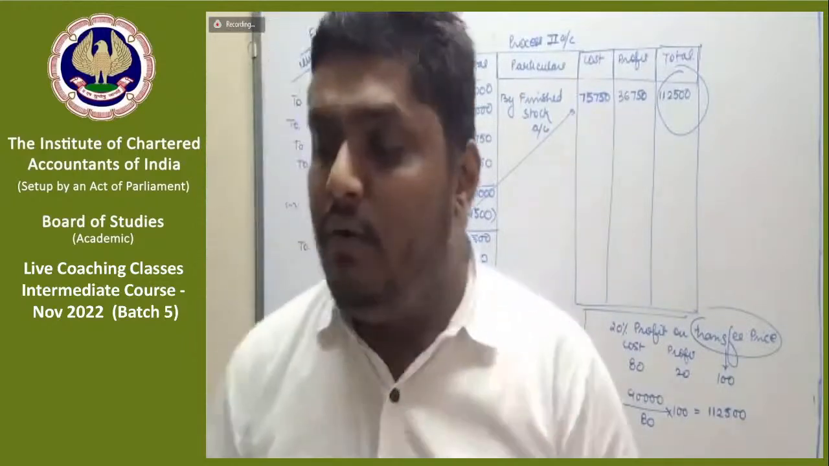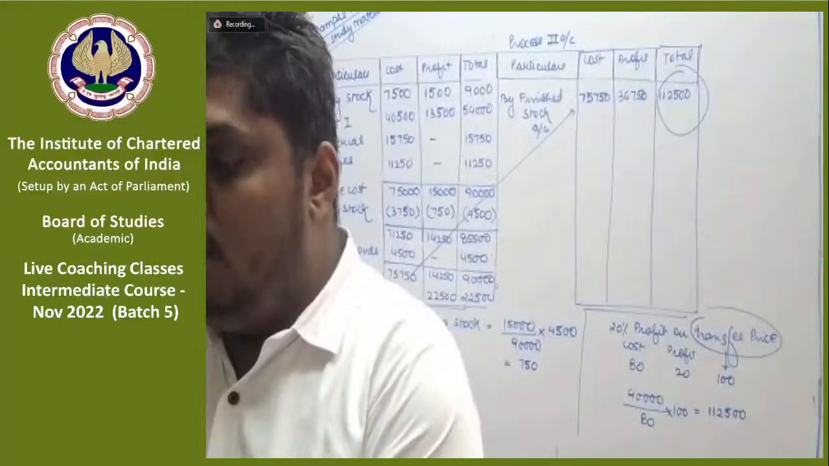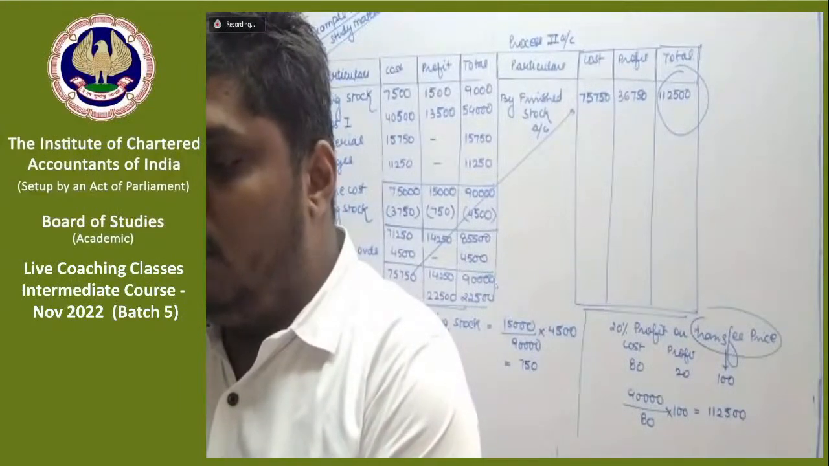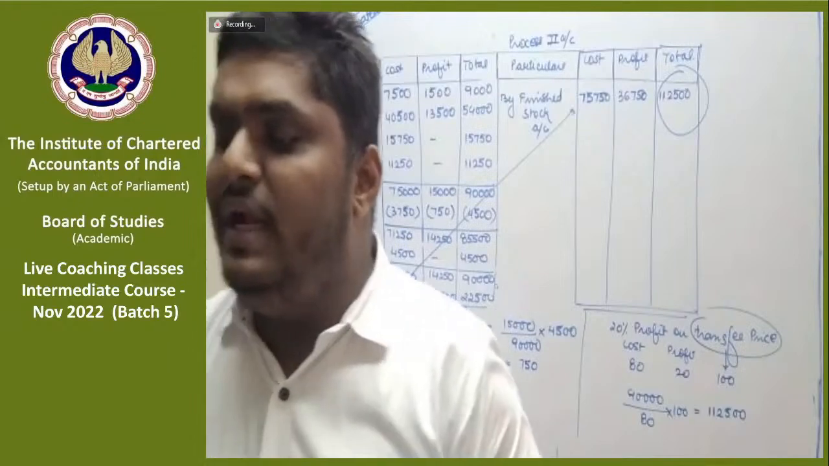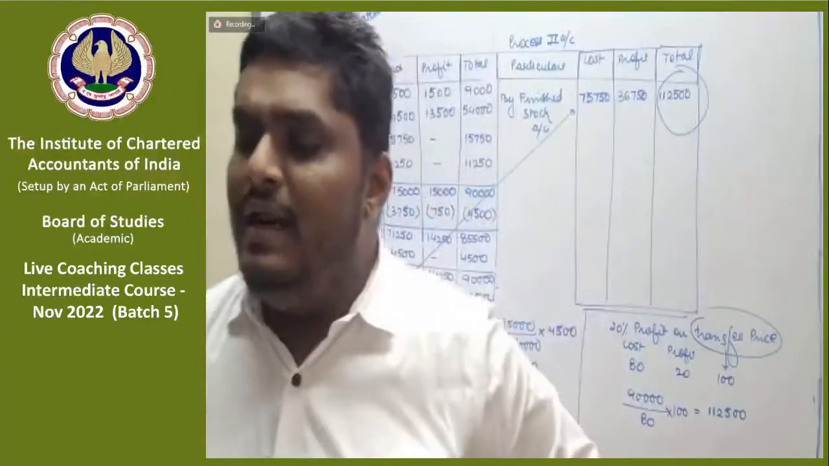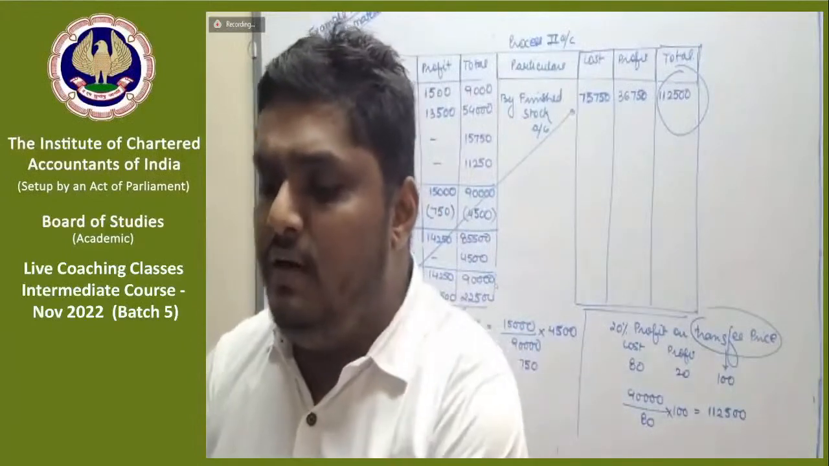It is given in the question, Pooja. Pooja and Milton Kumar, it is given in the question that inter-process profit included in opening stock is 1,500.